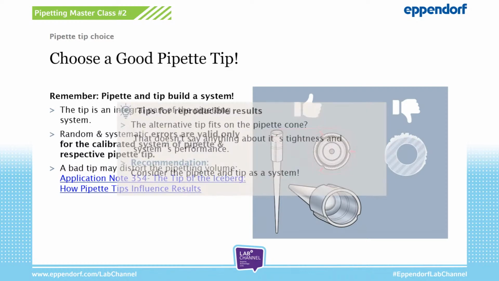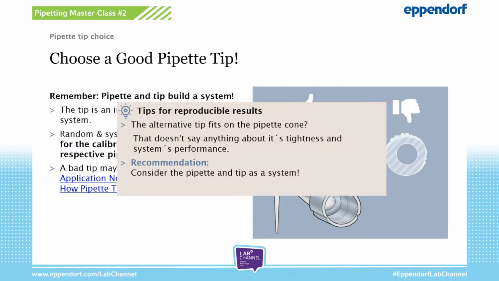So if you use alternative tips, you usually make sure that they fit on the cone. If this is the case, it is often automatically assumed that the pipetting results are also correct. But unfortunately, this is not always the case, because even if the tips visually fit to the cone of your pipette, this does not allow any statement about tightness and or performance.